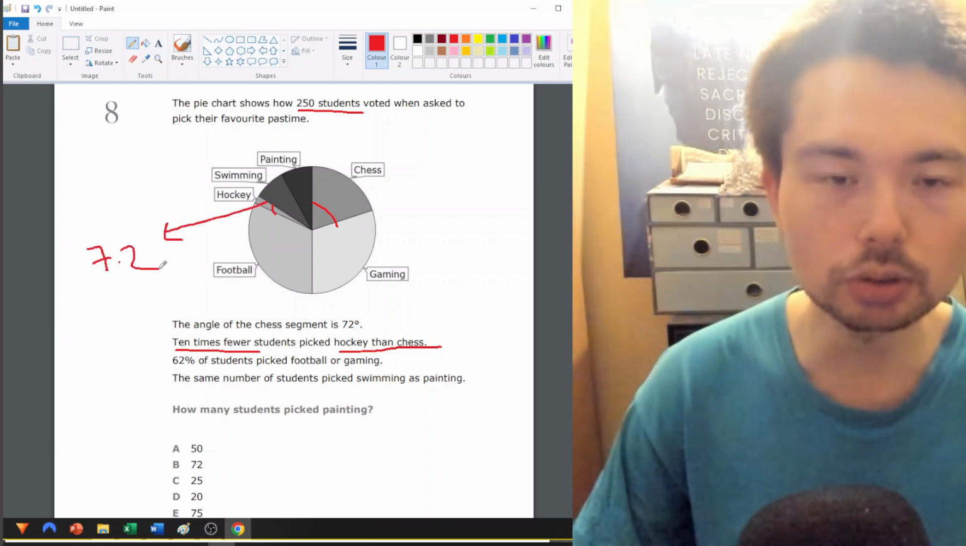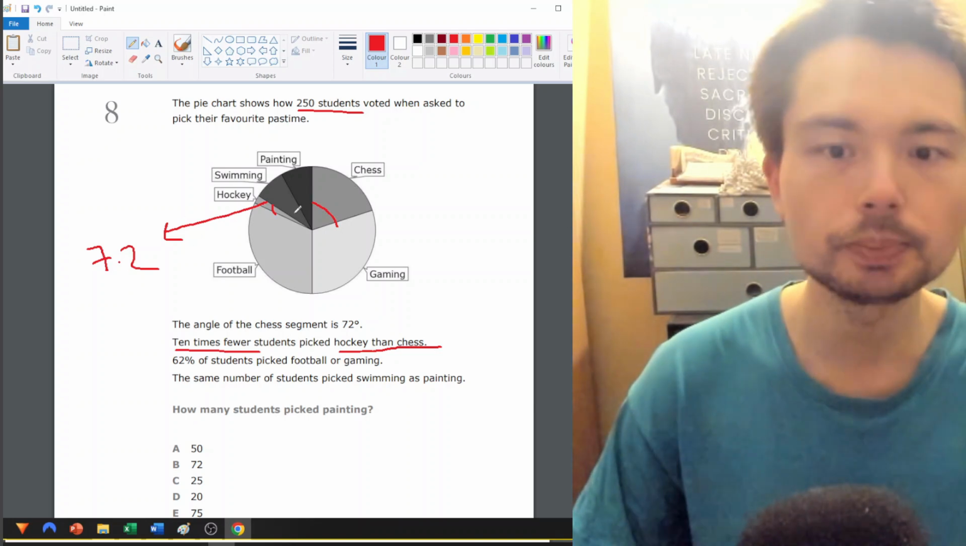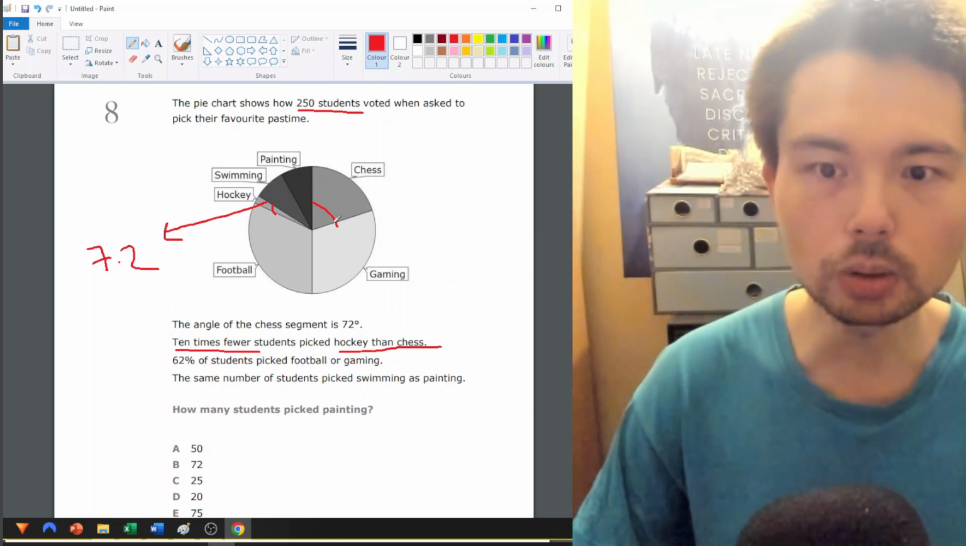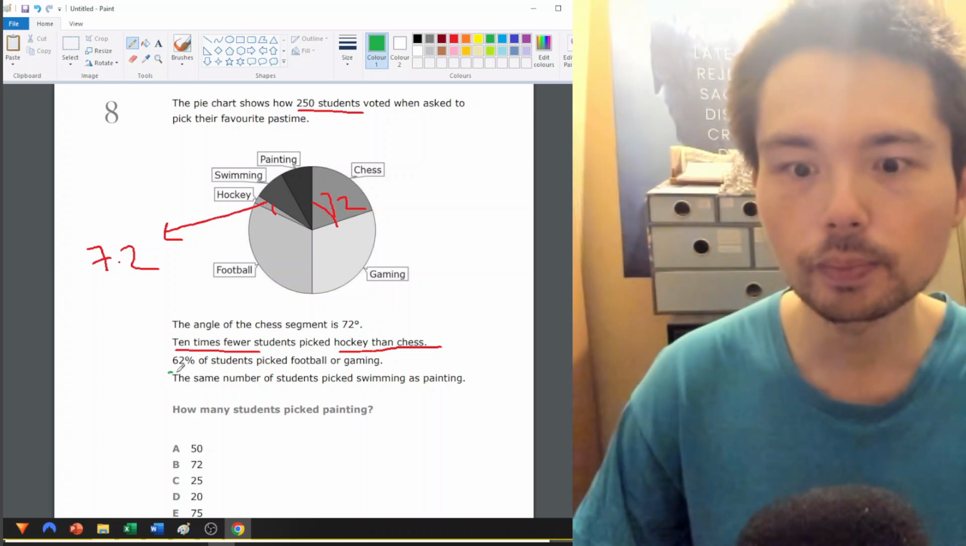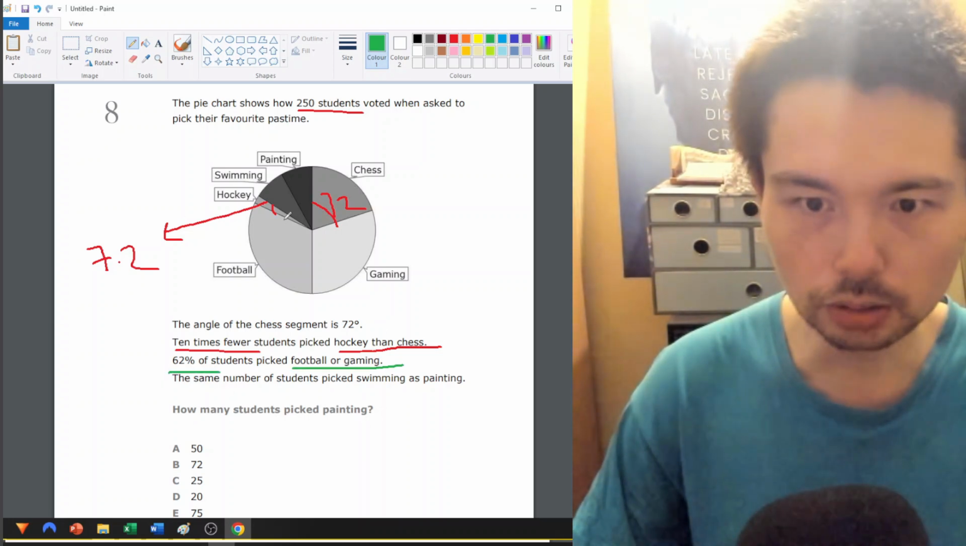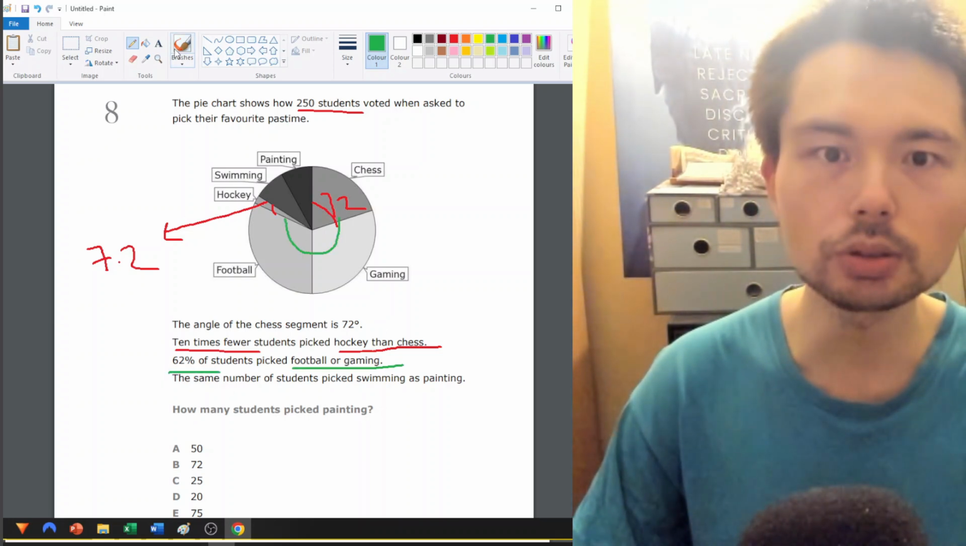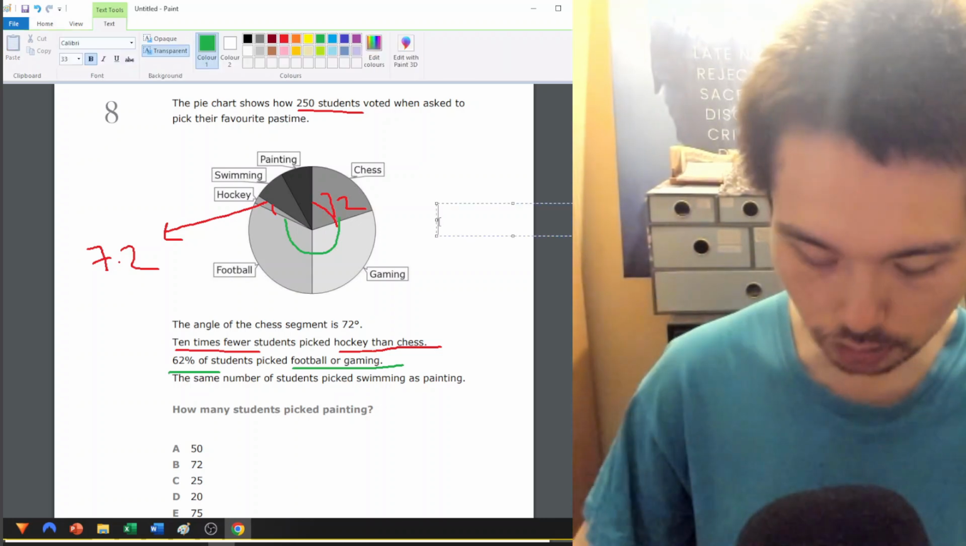Even if you're not sure whether you divide or times, look at the angle. It's just smaller. It is smaller. Next, 62% picked football gaming. That's the cool thing. That bit is worth 62%. It's not the degrees, it's the percent.